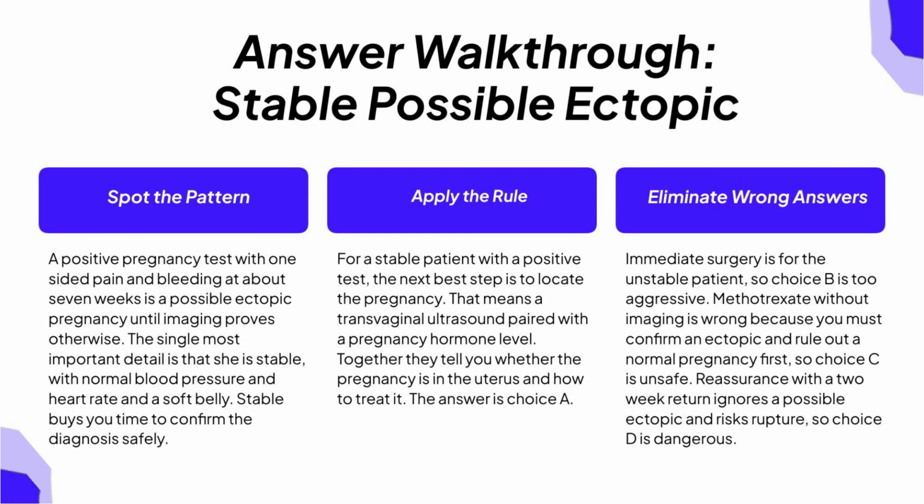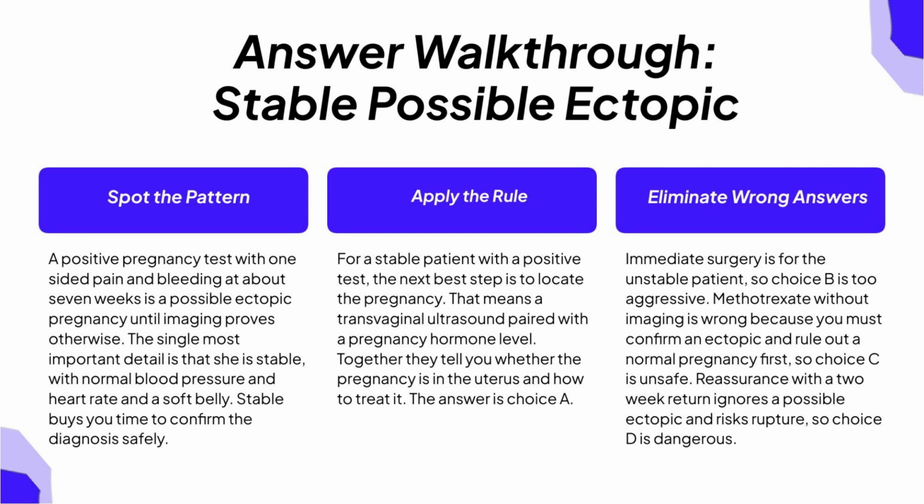Second, apply the rule. For a stable patient with a positive test, the next best step is to find where the pregnancy is, and that means a transvaginal ultrasound together with a quantitative pregnancy hormone level. Those 2 together tell you whether the pregnancy sits inside the uterus or somewhere it should not, and they guide treatment. So the answer is choice A.